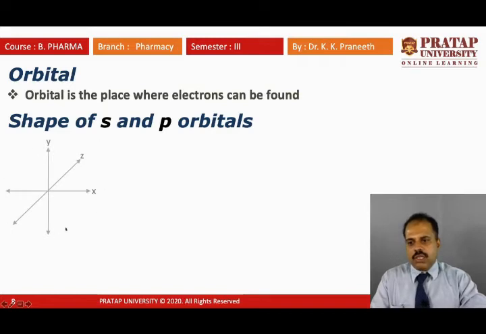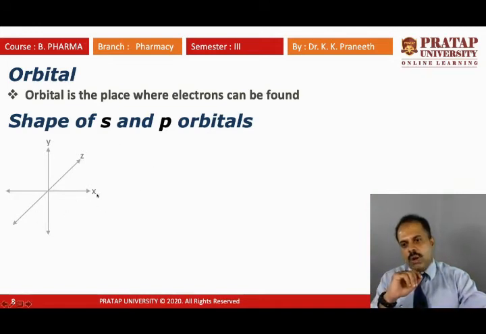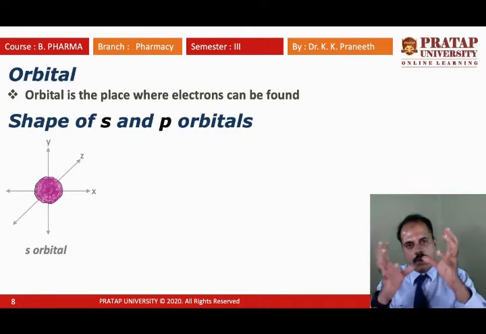Here first I have drawn the axes: x axis, y axis and z axis. It is just an imaginary axis, right, in three-dimensional space. Now we can see what the shape of the S orbital is in the three-dimensional axis space. The S orbital I have drawn here like a circle with purple color inside. This means the S orbital is a spherical shaped structure where the electron is found. So the orbital shape is spherical.